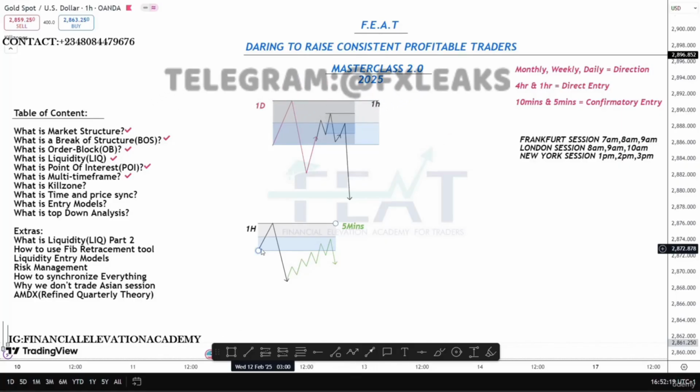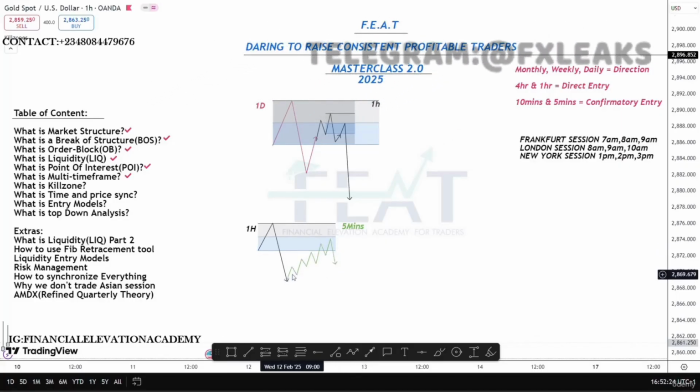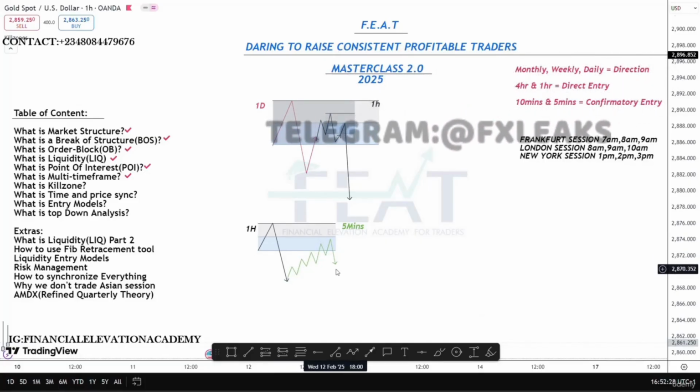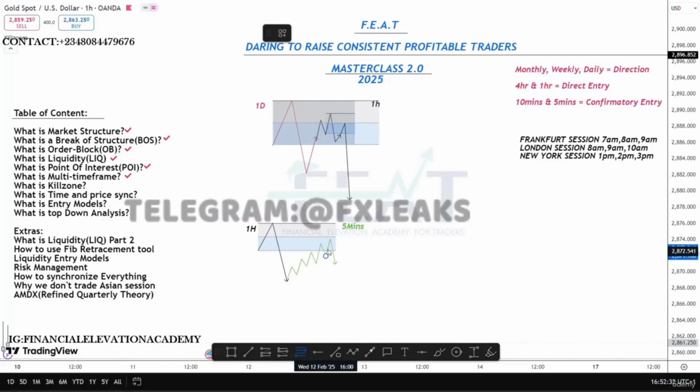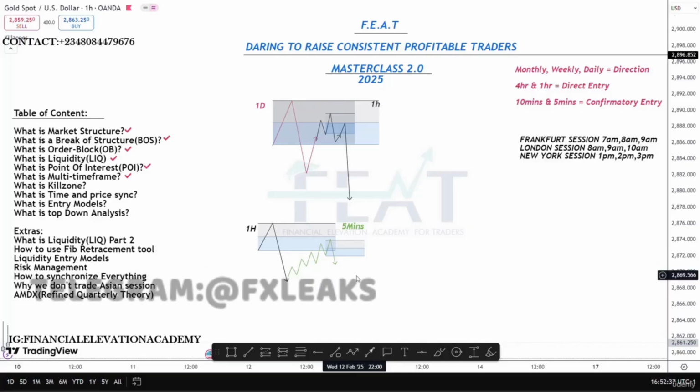Price could pick from the 1 hour time frame PY1 if you're taking direct entry to just sell. But now you're waiting for confirmation, and this is enough confirmation for you. So you mark the order block now in 5 minutes. I bet you, in time you wouldn't even need to mark it, you just see it, easy peasy.